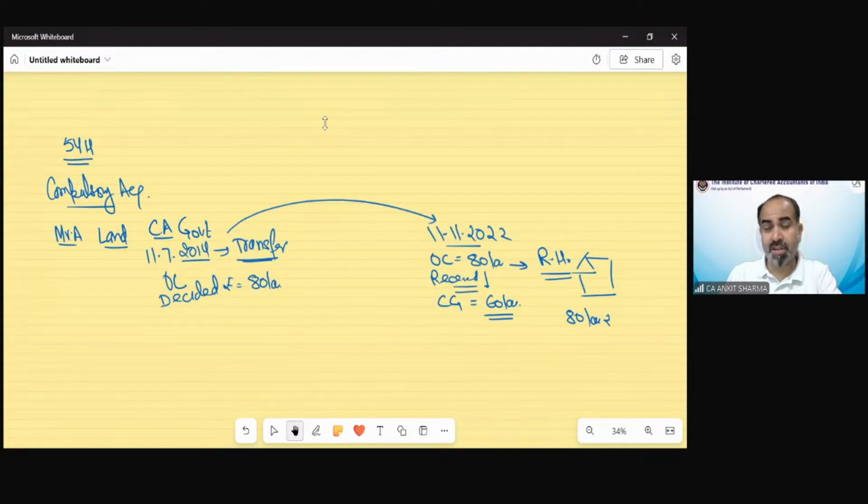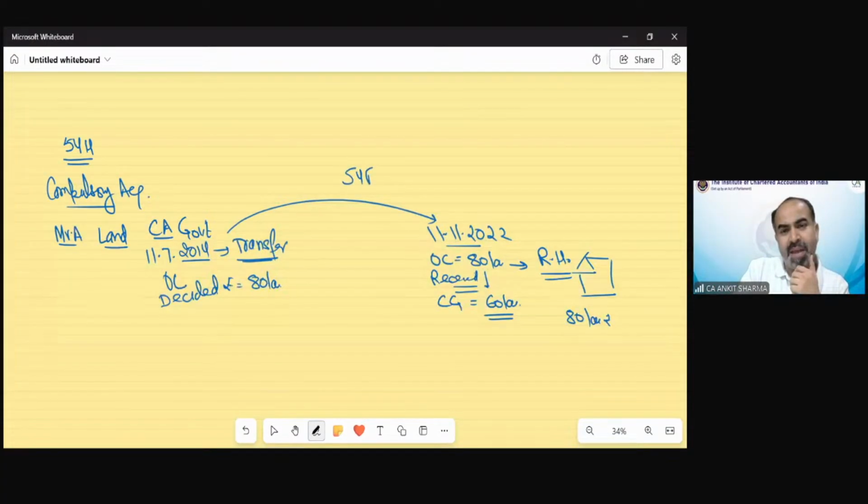Dhanush is also saying section 54F. Anyone else? Priyanshi is also saying 54F. The correct answer is, of course, section 54F.